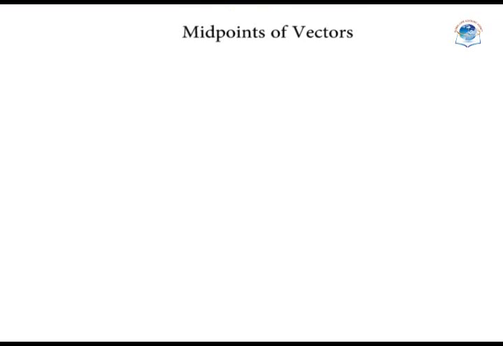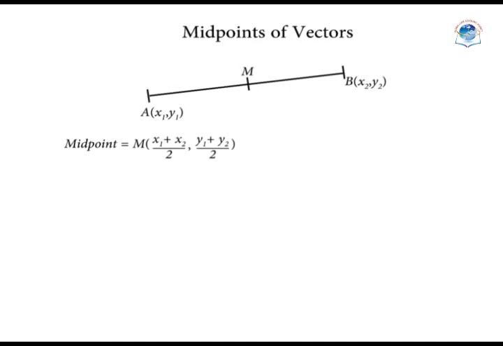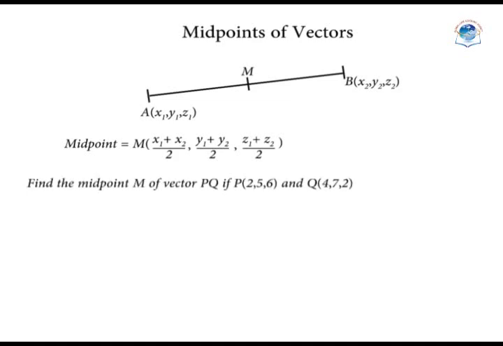Next, midpoints of vectors. Now consider points A (x1, y1) and B (x2, y2). Previously, we saw that the midpoint M of vector AB will have coordinates M ((x1 plus x2) over 2, (y1 plus y2) over 2). Equally, in three-dimensional vectors, the midpoint of vector AB will have coordinates M ((x1 plus x2) over 2, (y1 plus y2) over 2, (z1 plus z2) over 2). For example, find the midpoint M of PQ if P is (2, 5, 6) and Q is (4, 7, 2). M will have coordinates (2 plus 4) over 2, (5 plus 7) over 2, (6 plus 2) over 2, and that is M (3, 6, 4).